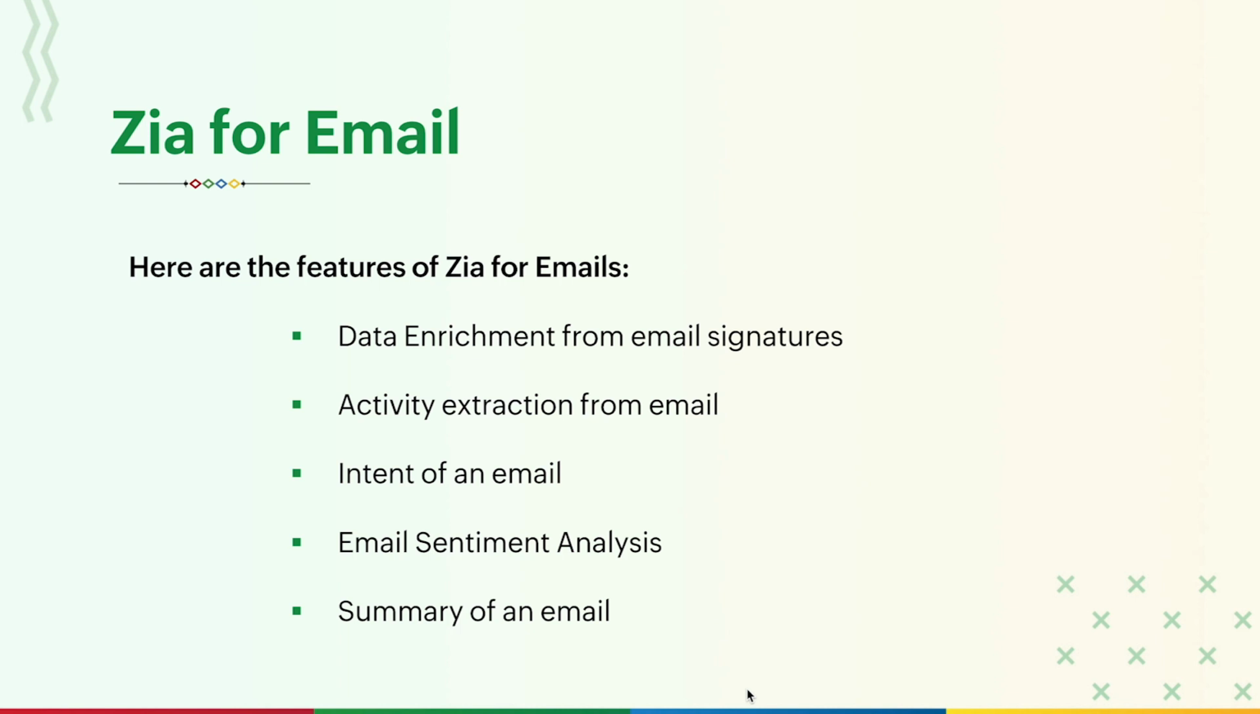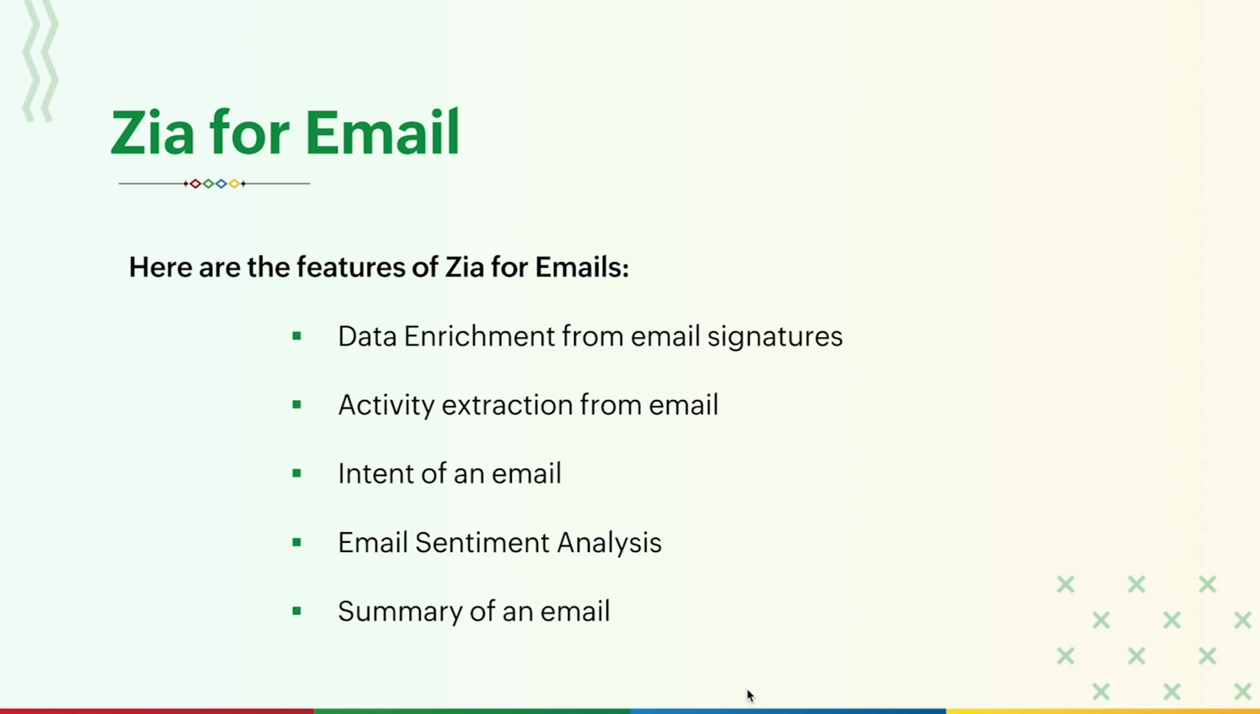ZIA's data enrichment from email signatures helps facilitate data population for leads, contacts, and accounts. Important details like email address, website, contact number, company name, social handles, designation, company location, and address mentioned in the email signature can be captured into CRM records. As professional email signatures contain pivotal information, they can be easily mapped to the enriched fields.